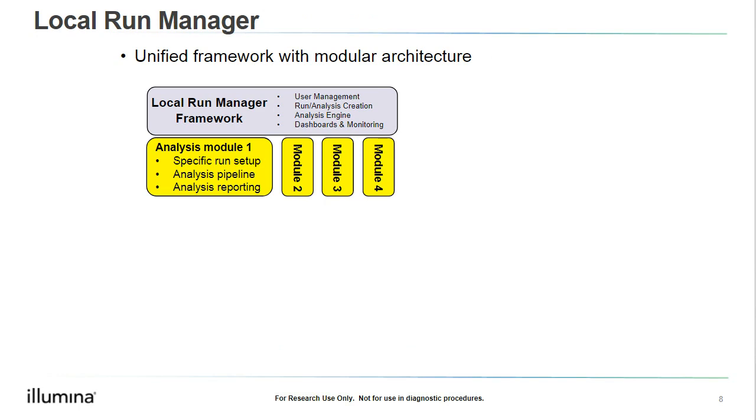Local Run Manager starts out as a framework that has common parts such as analysis engines, dashboards, and user management. And within that framework, you then install specific analysis modules. So if you're coming from MiSeq Reporter and MiSeq Control Software version 2, this is a slightly different design philosophy. With MiSeq Reporter, everything was released all at once in a software suite. With Local Run Manager, you have the framework and you only install the particular analysis workflows you want to use.